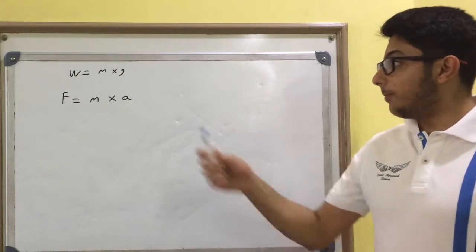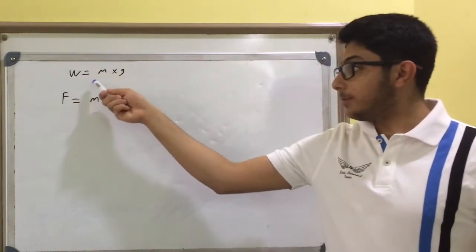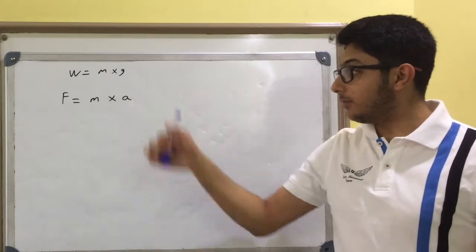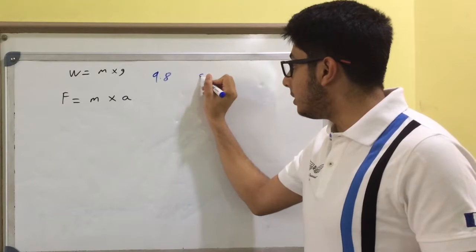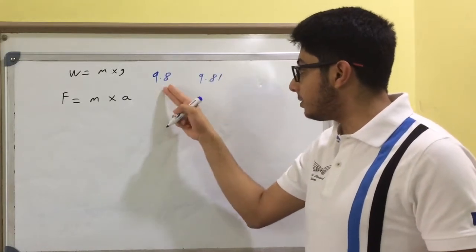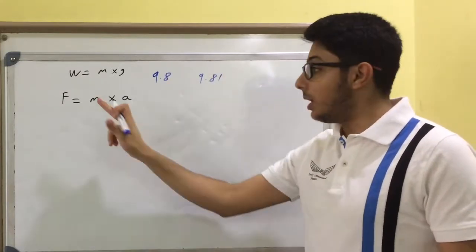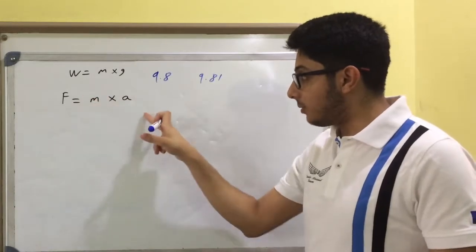Today we're going to be looking at dynamics of a particle moving in a straight line, an introduction to it. First of all, weight is mass times gravitational field strength. Depending on which exam you're going to take, it's either 9.8 or 9.81, the 2 significant figures or the 3 significant figures, so check with your teacher. Force is mass times acceleration.